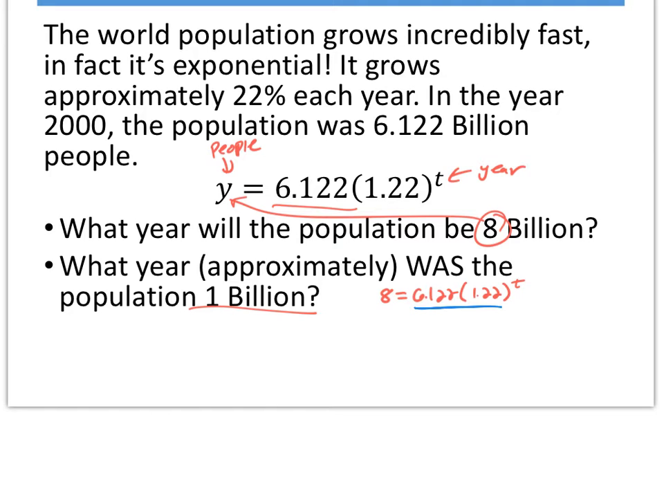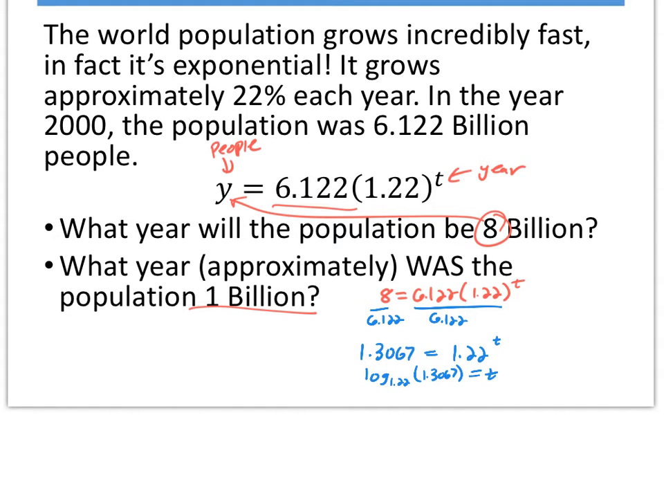But we have to divide by 6.122 first. So we got 1.3067 and some change equals 1.22 to the power of t. Then I got to log it. So I got log base 1.22 of 1.3067. And in a calculator, I would use the answer button so that I got the correct answer next time.